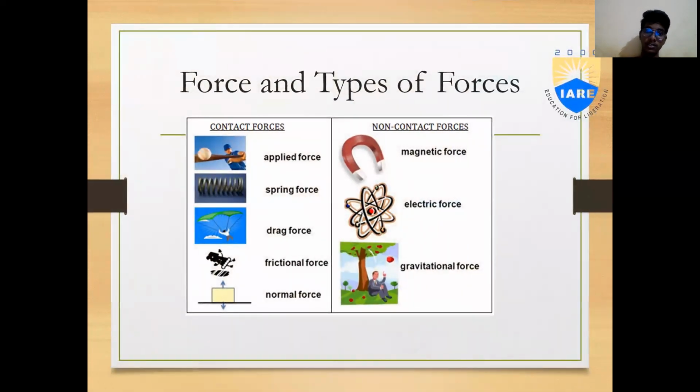Coming to the contact forces, there are applied forces, spring forces, drag forces, frictional force, and normal force. Coming to the non-contact forces: magnetic force, electrical force, gravitational force. In applied force, two bodies come into contact and move away from each other. In spring force, the spring moves up and down when the force acts on it. The drag force, which we can see in parachutes, is the force that acts from the backside of the parachute, and frictional force is the surface force between two surfaces. And normal force, as we can see, we are lying on earth.